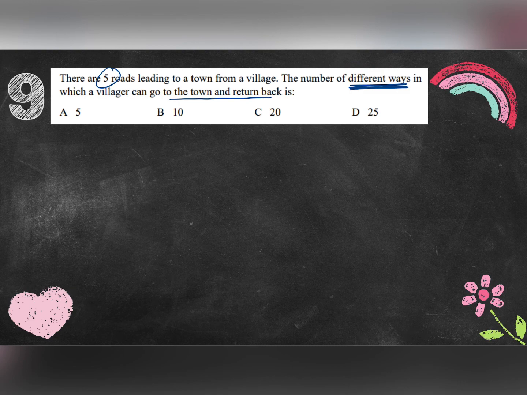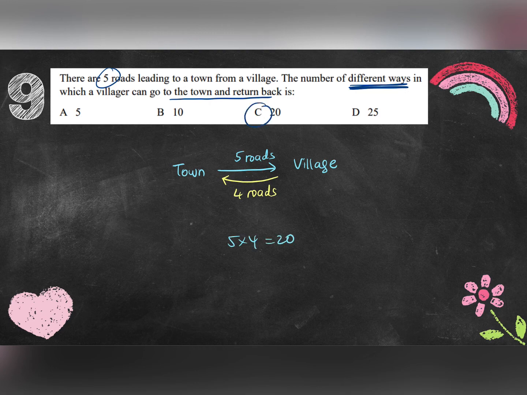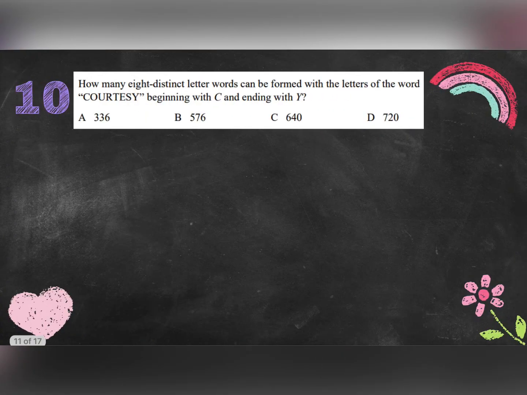So kita ada kampung, a town, and then nak pergi ke village. So pergi kita ada 5 roads, okay, and then balik tak boleh guna jalan yang sama, so balik kita ada 4 roads. So that means gunakan teknik of counting, 5 darab 4 bersamaan dengan 20. So the answer will be C. Okay, next, kita go through question number 10.